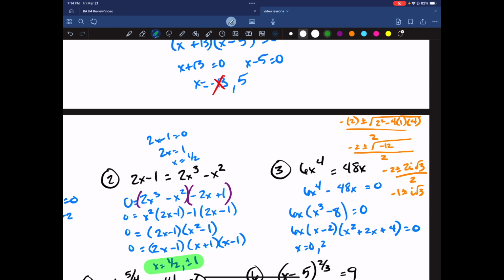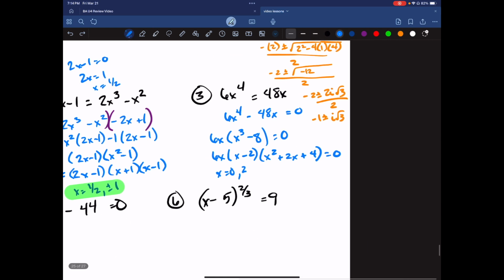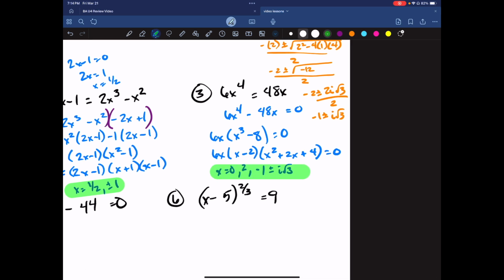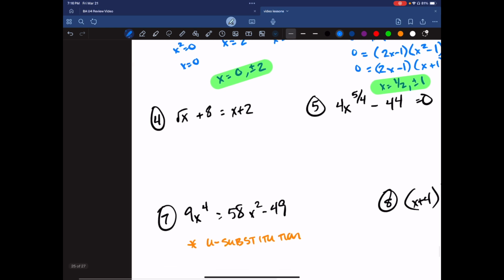Now, I'd be happy to go through how I just did that in greater detail. Just reach out to me if you have questions about it, and we can schedule a Zoom call or anything like that, and we can talk it out. But that would be my third term, or technically third and fourth term, because it's plus or minus right there. So these four. On number 4, this one's a little tricky.